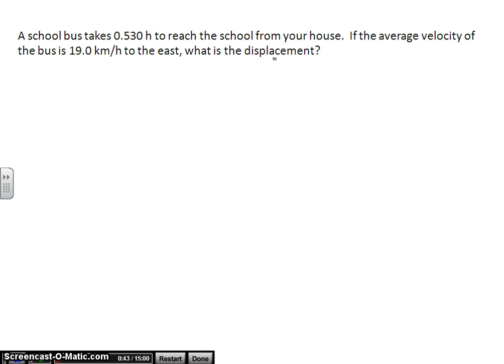So let's think about what we know and what we need to know. Displacement we know is delta x in an equation. That's change in position. We know we have a change in time, and because I have a magnitude of a rate and a direction, this looks like a velocity to me. And it also says average velocity. So there are your clues. I have a v, a delta x, and a delta t.